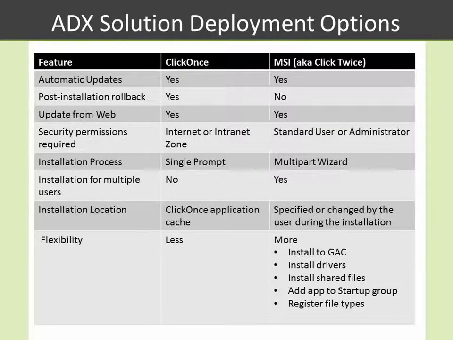ClickTwice has more. Good examples are the installation to the global assembly cache. We can install additional drivers. We can install shared files. You can add your application to the startup group inside of Windows, and you can register file types. There's more, and again, I would look inside of the Add-in Express manual or the blogs on the Add-in Express website. Now that's a high-level overview of some of the differences between the two main scenarios.